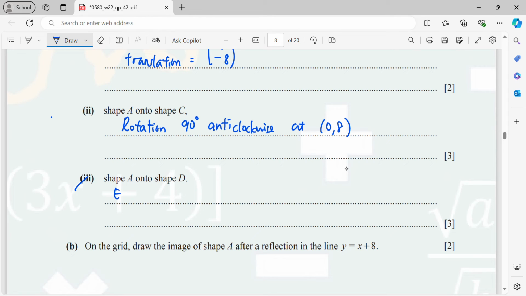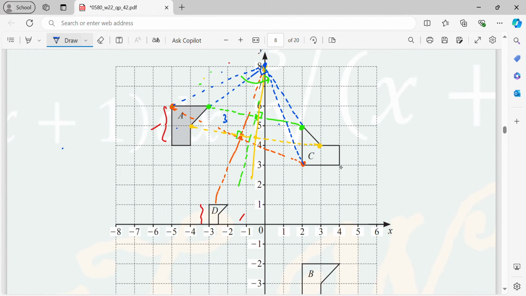So this is enlargement with scale factor half, because the length has been changed to half of the original length. See here 2 units, this is only 1 unit. Here 1 unit, this one becomes half. So the enlargement factor, the scale factor, is half. And now we need to find out what is the center of enlargement.